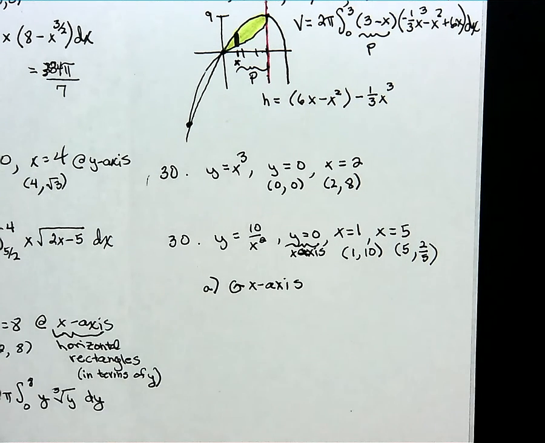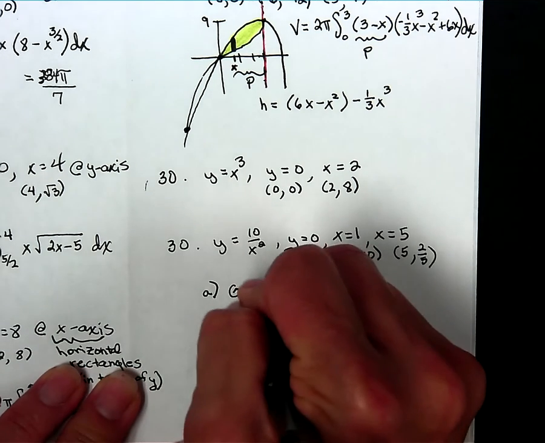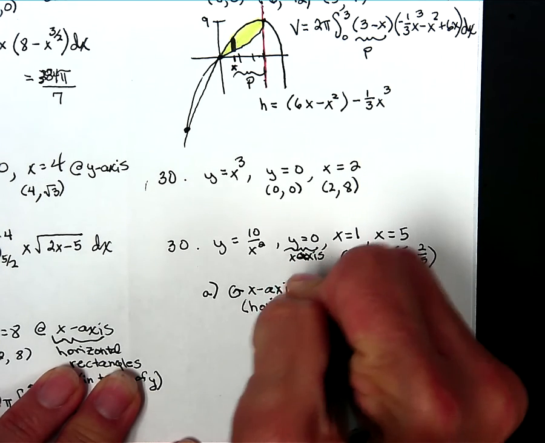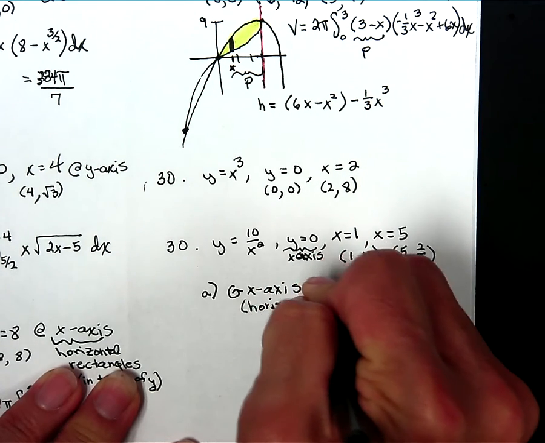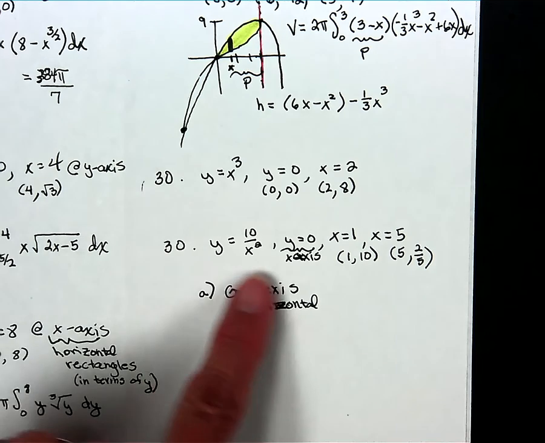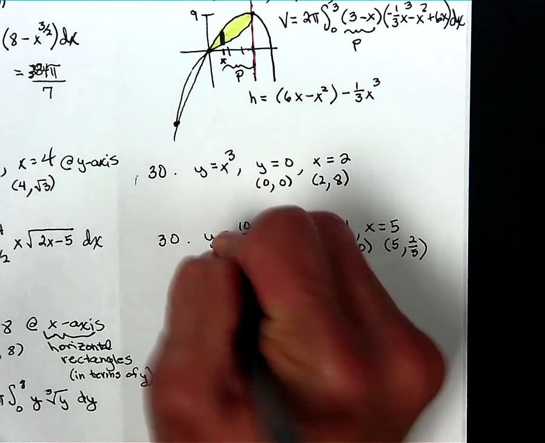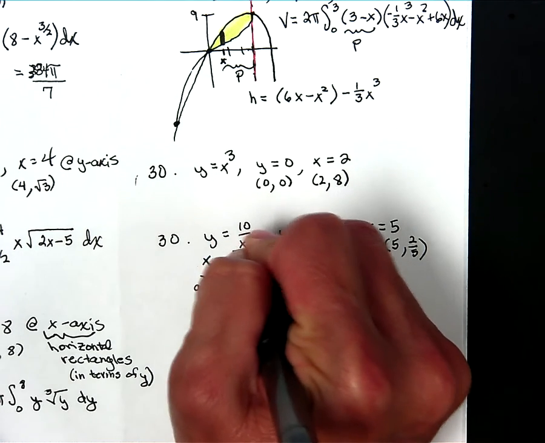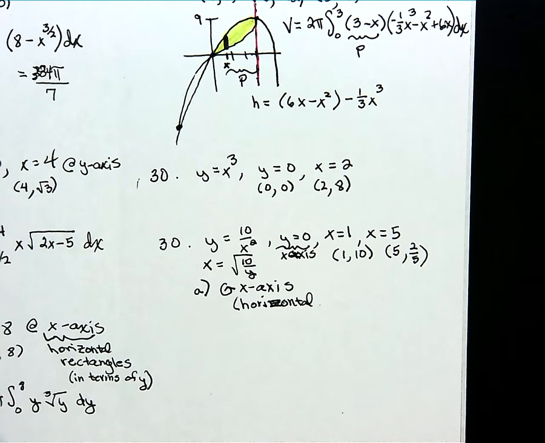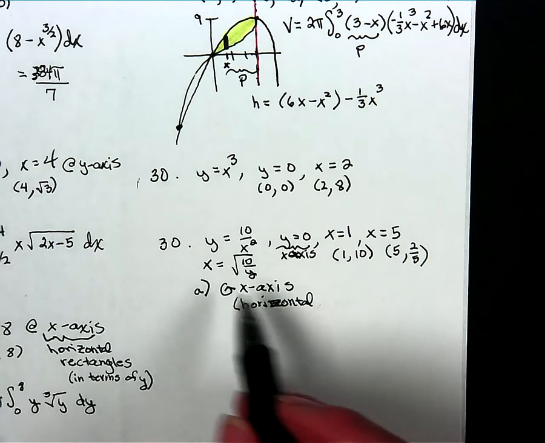So, revolve around the x-axis. That means my axis of revolution is what? Horizontal or vertical? The x-axis is horizontal. If I'm using horizontal rectangles, does my function need to be in terms of x or in terms of y? In terms of y. Could we get this in terms of y pretty easily? Yeah, it wouldn't be bad. x would be the square root of 10 over y. And so we have a function in terms of y.